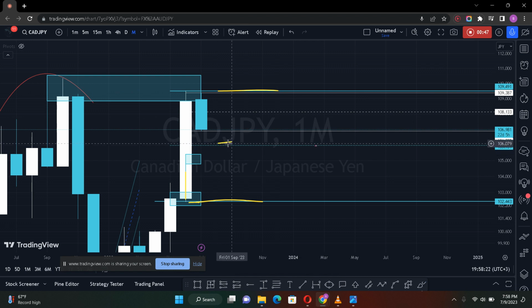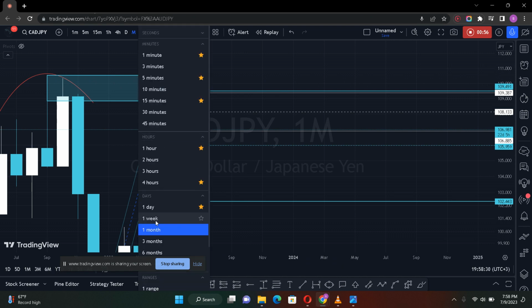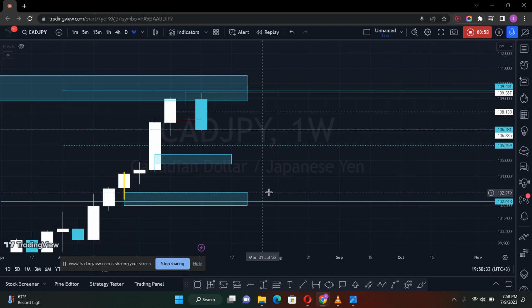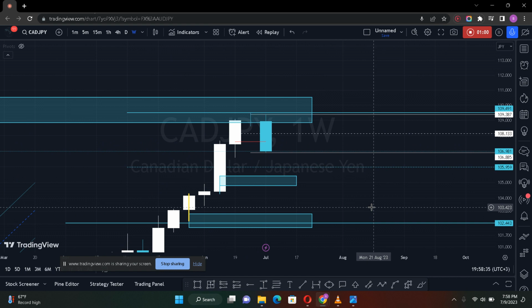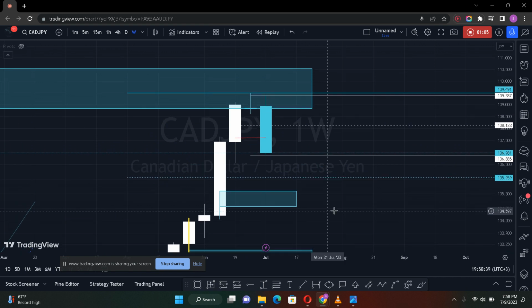So after that, I zoom into the weekly time frame and do the same. So these levels are important for context as well as confluence. Context, by context, I mean I like to know where price is compared to the previous higher time frame zones.